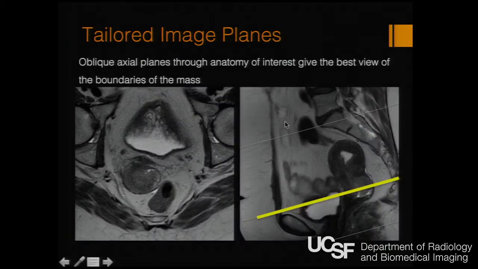The tailored image planes, first of all, this is an example of a patient with a cervical cancer, in which getting an image plane that is actually perpendicular to the axis of the cervix and the axis of the vagina makes it easier to actually see whether there's extension into the perimetrium and minimize partial volume effects.